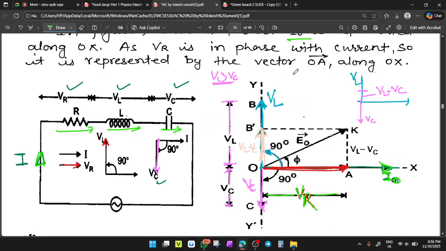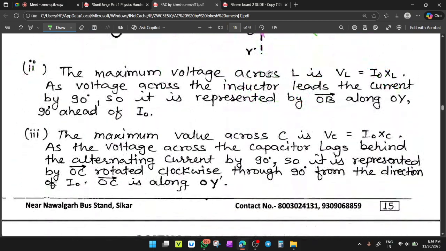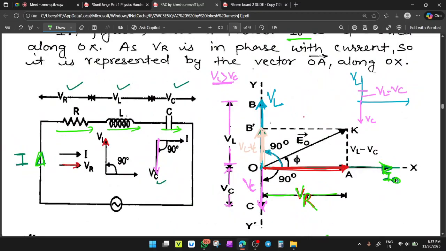Okay, resistive voltage. The maximum voltage across L is V_L equals I naught X_L, as the voltage across the inductor leads the current by 90 degrees. So it is represented by OB along OY, 90 degrees ahead from the current. Yes, obviously this is the voltage V_L. Okay, that is 90 degrees ahead.